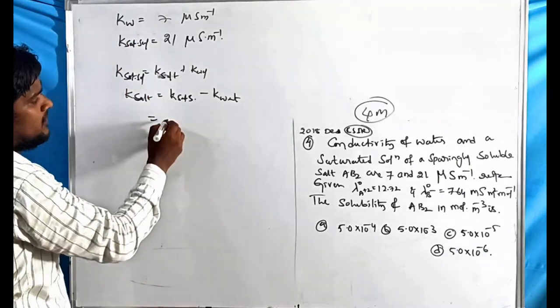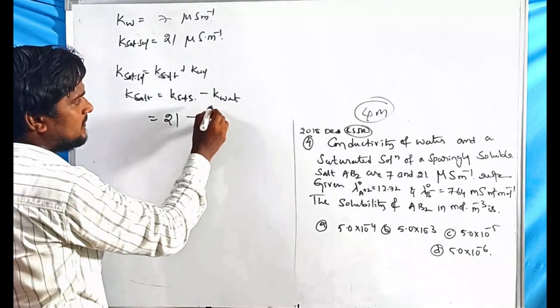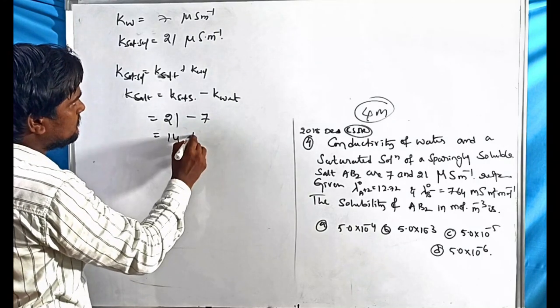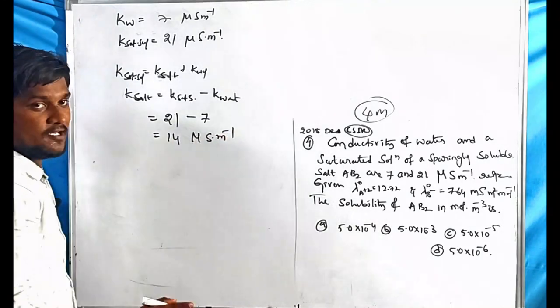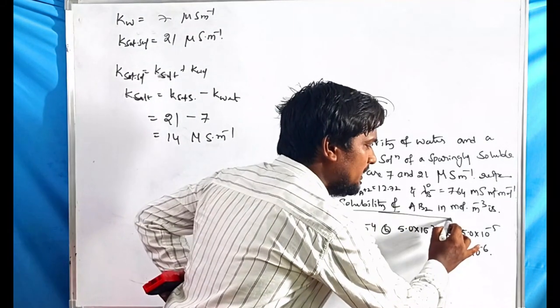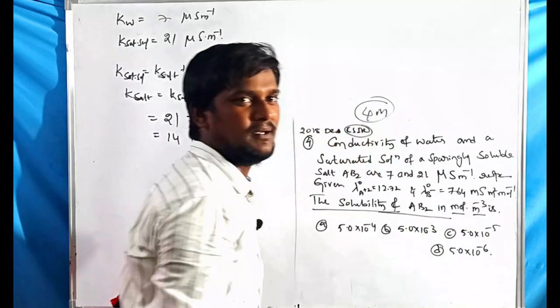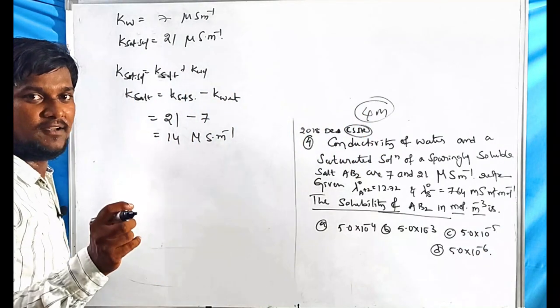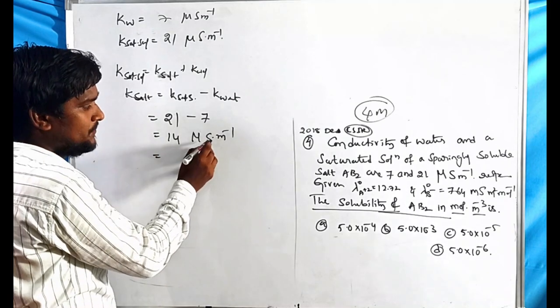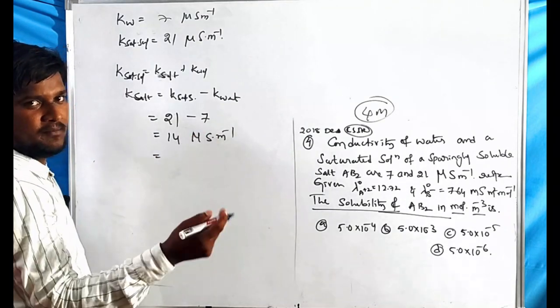So they are given in the saturated solution, κ of water is 7, so we will get 14 µS per meter. Finally, they are asking about the solubility, the concentration of solubility, in mol per meter cubed. That's why we will convert these values into Siemens per meter.